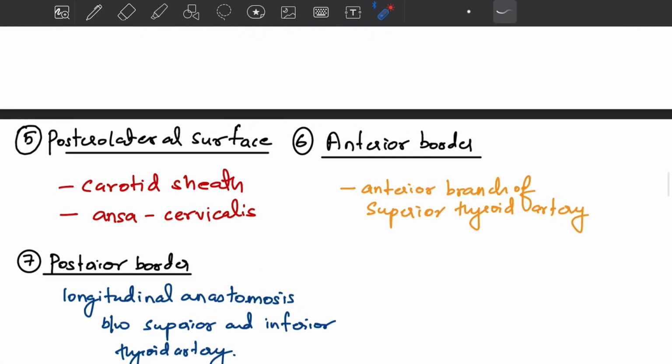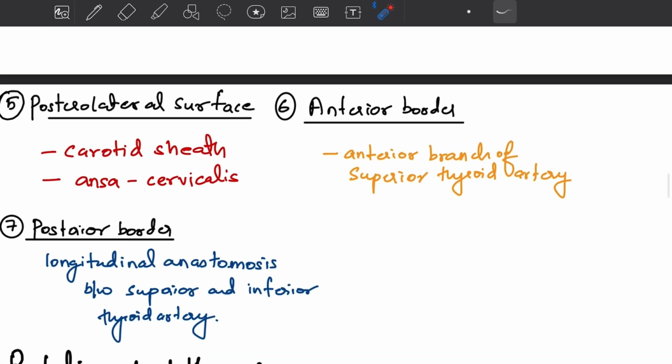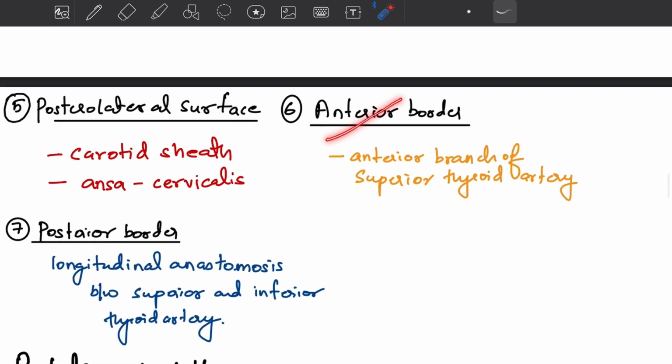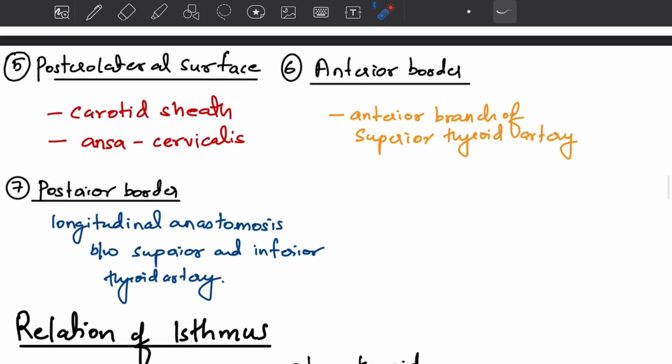When we come to the posterolateral surface, we have the carotid sheath and ansa cervicalis. That is the surface related posteriorly and laterally to the carotid sheath and ansa cervicalis. When we talk about the anterior border, it is related to the anterior branch of the superior thyroid artery, and the posterior border is related to the longitudinal anastomosis between the superior and inferior thyroid arteries.